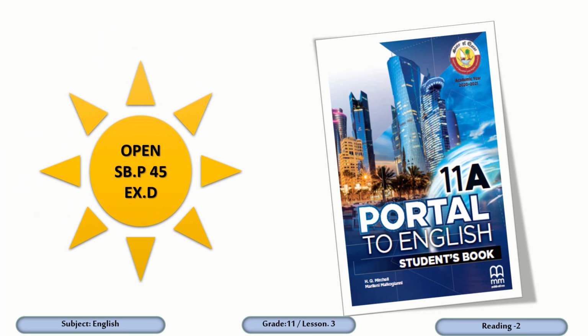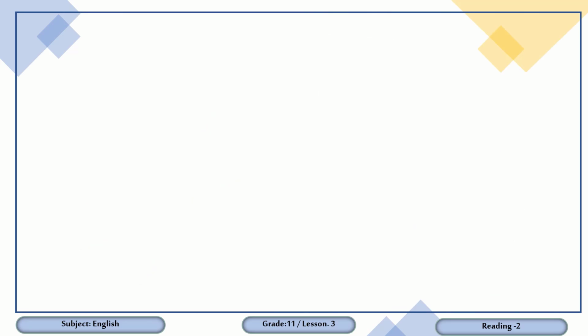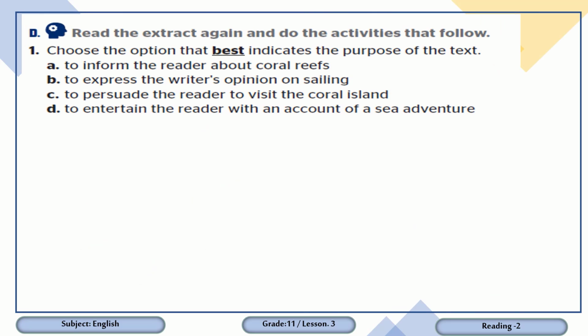Now please open your student's book, page 45, exercise D. Read the extract again and do the activities that follow. Number 1. Choose the option that best indicates the purpose of the text.